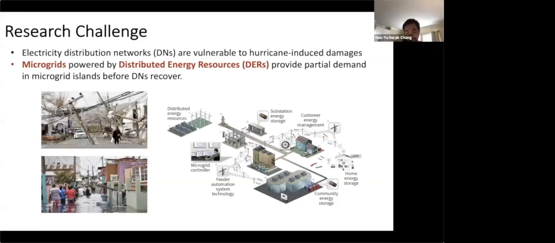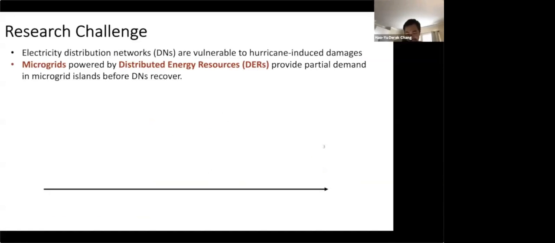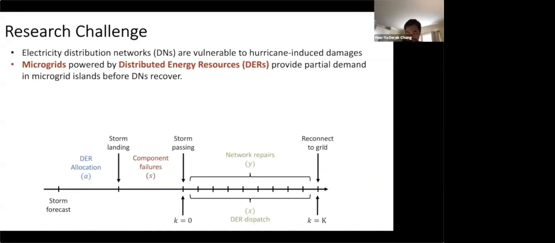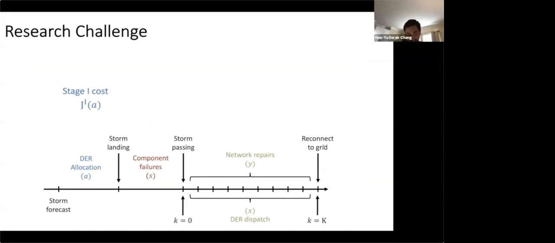An important question follows: what placement of DRs results in the most optimal microgrid configuration? We now formulate a two-stage stochastic mixed integer program to address this problem. Consider timeline decisions and modeling considerations where, when a storm is imminent, a storm forecast is available from entities such as the National Hurricane Center. The forecast informs a DR allocation decision. The storm lands, a set of component failures occurs, and the storm passes. Then we consider network repairs and DR dispatch over a multi-period horizon. There's a cost associated with a DR allocation decision, as well as period-wise costs corresponding to the cost of lost demand accrued over a set of considered periods.